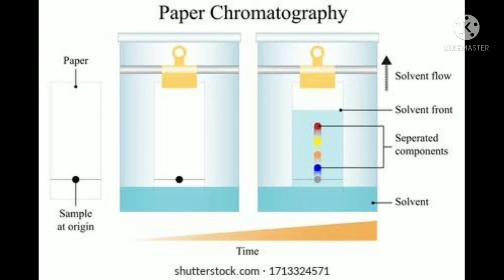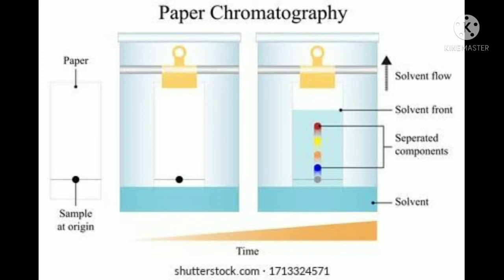Then we'll put a small drop of ink on the center of the line and let it dry. After it is dried, we'll place the paper on the glass jar where the solvent is. The solvent must be just above the level of that line. Okay, then slowly we have to record our observation.